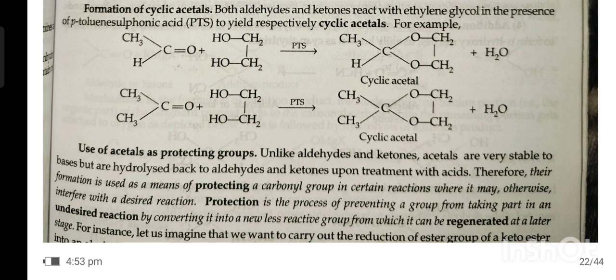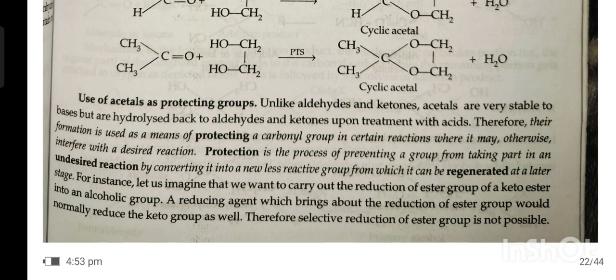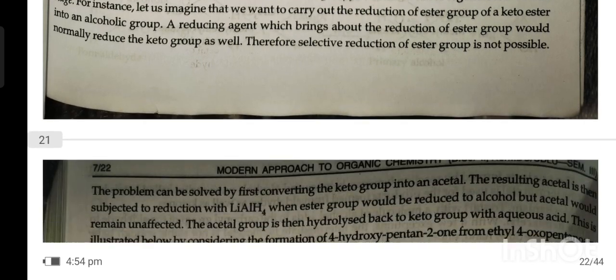Protection is the process of preventing a group from taking part in an undesired reaction by converting it into a new, less reactive group from which it can be regenerated at a later stage. For instance, let us imagine that we want to carry out the reduction of the ester group of a keto ester into an alcoholic group. A reducing agent which brings about the reduction of the ester group would normally reduce the keto group as well. Therefore, selective reduction of the ester group is not possible.